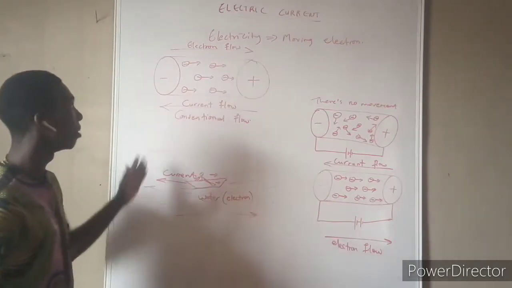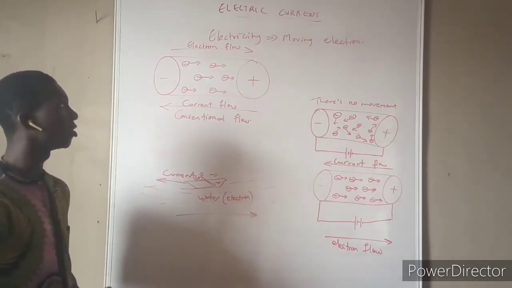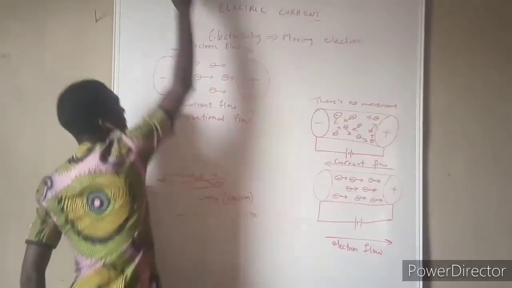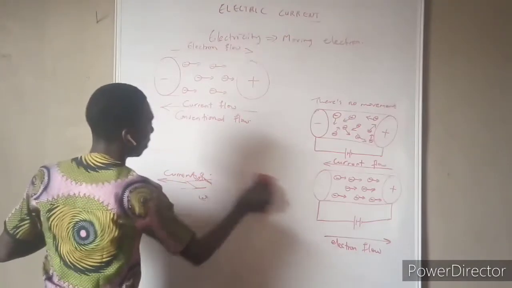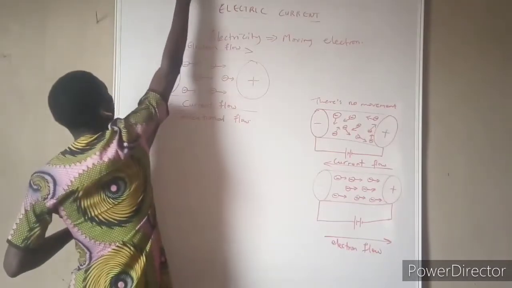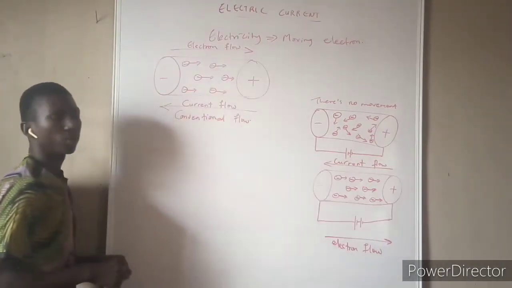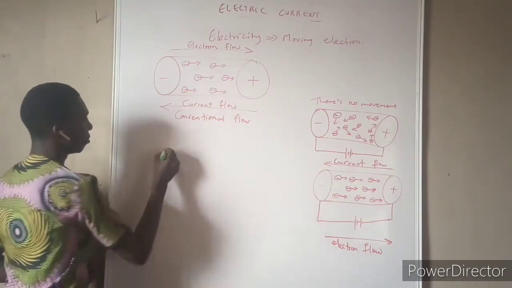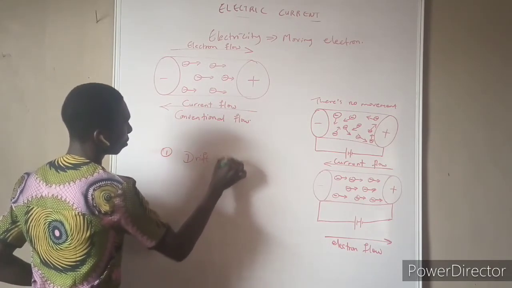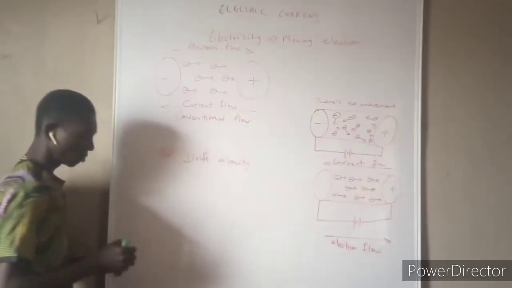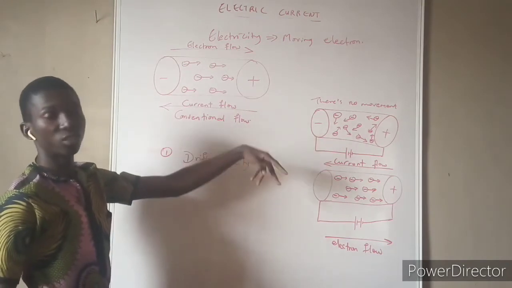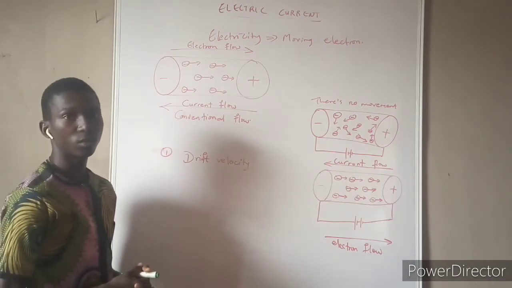So that's that about production of electric current in the metallic conductor. So let's talk about factors which electric current depend on. Now, number one is the drift velocity. Drift velocity is the velocity at which all these electrons in the conductor move.